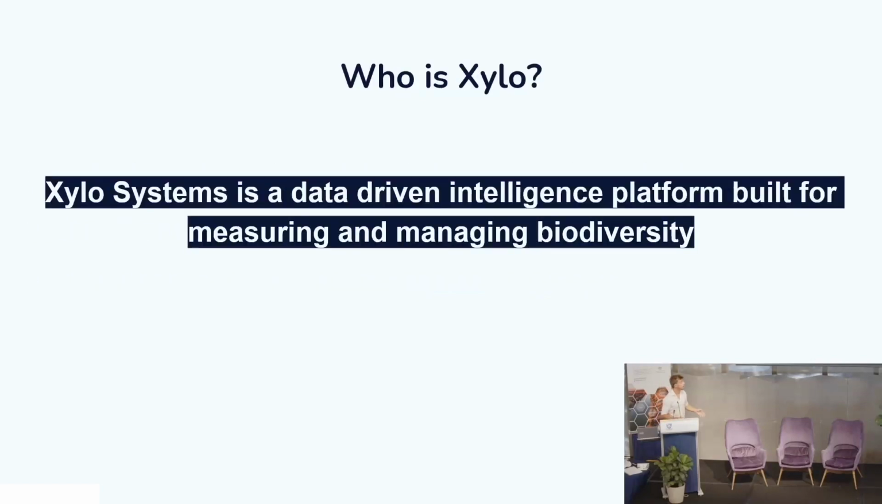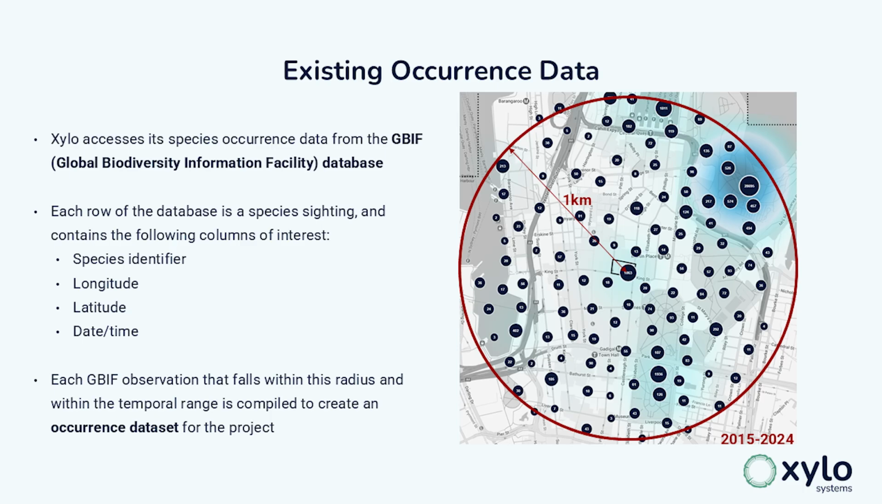So just quickly about Xylo. Xylo Systems is a data-driven intelligence platform built for measuring and managing biodiversity. So basically, they take in lots of different data about biodiversity, ecosystem data, and then they translate that into a tool that's useful for industry to make informed decisions about biodiversity. So Xylo have a platform. It's a sort of a tool, and this here is just a snippet from that tool.